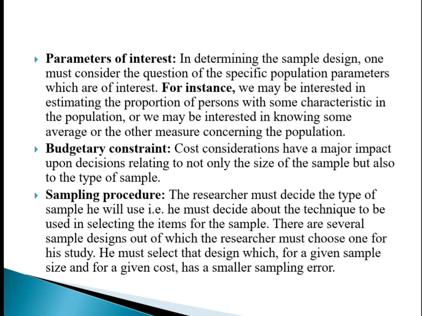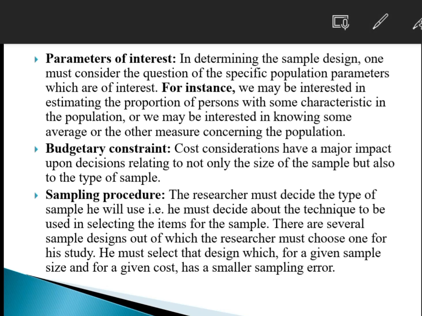Now the next is the parameter of interest. Now we have to decide the next point. In determining the sample design, one must consider the question of specific population parameters which are of interest. When we go into the population, we have to decide about the parameter of interest. We have to discuss the proportion of persons with some characteristics in the population.